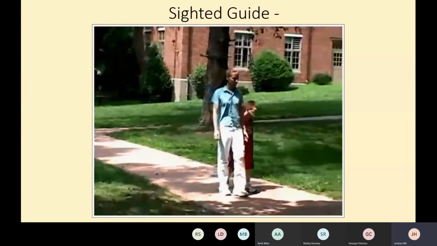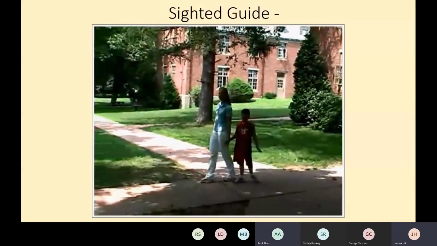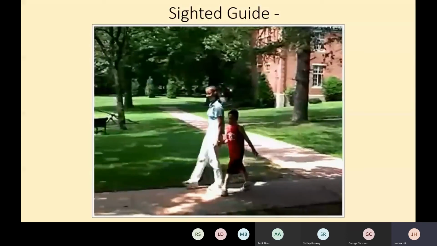When approaching a turn, the guide can slow down and give the student information such as, we are coming to a left turn.